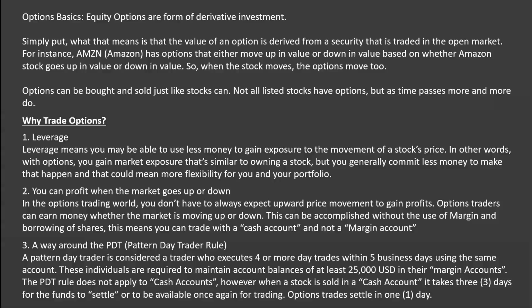However, when a stock is sold in a cash account, it takes 3 days for the funds to settle. So if you trade a stock position and you sell that stock position for a profit, the money that you used to purchase that stock will not be available for trading for about 3 days. This is known as T3 settlement. So that pertains to stocks. However, options trades settle in 1 day.